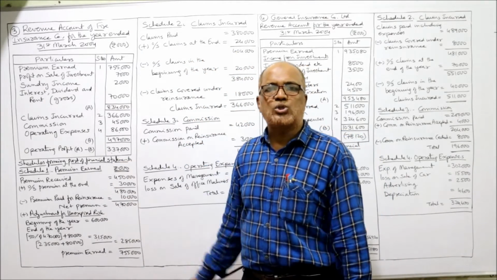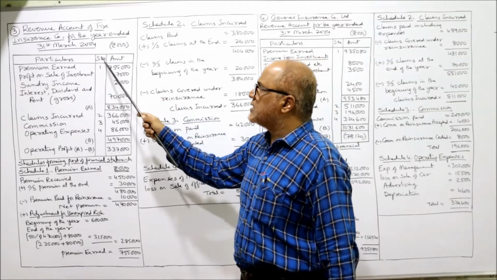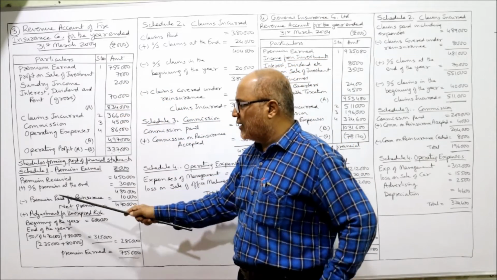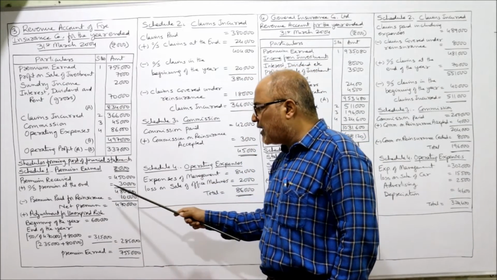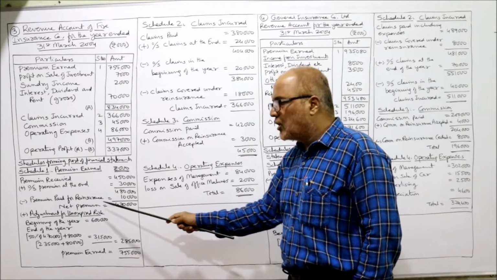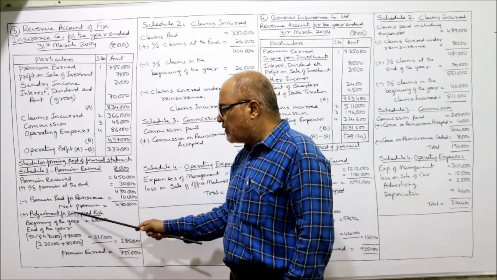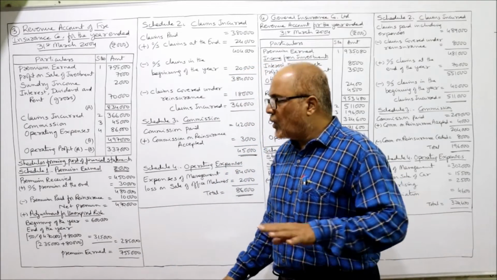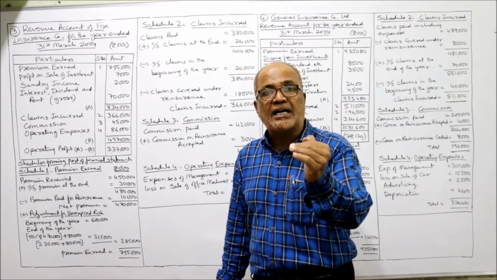Now I am coming to the solution. The revenue account of fire insurance company for the year ended. Particulars, schedule number, amount. Premium earned: the premium received 4,50,000, add outstanding premium 30,000, minus premium paid for reinsurance 10,000. So net premium is 4,70,000. Now adjustment for unexpired risk. So we are adding here. In the previous last two problems we have deducted.